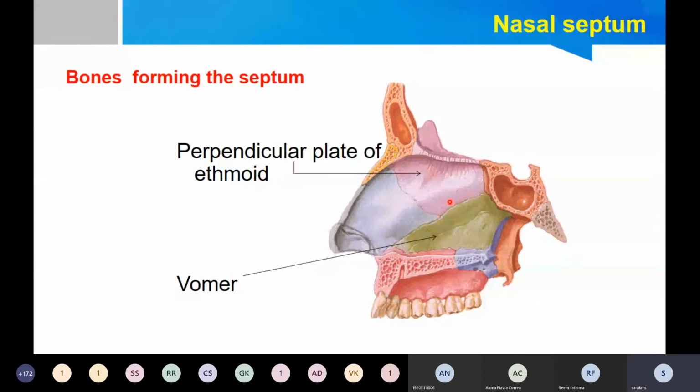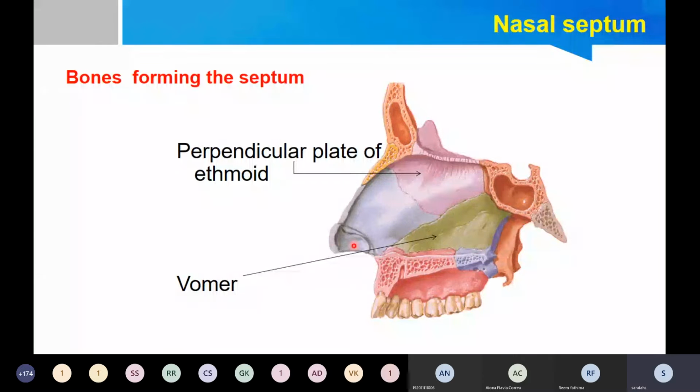If you can observe here, the posterior part of the nasal septum is bony. The anterior part is cartilaginous. The posterior part is made up of two bones especially. The upper one, that is the posterior superior part of the nasal septum, is formed by the perpendicular plate of ethmoid. Ethmoid is a bone. If you can observe this pinkish bone you are seeing, that is the ethmoid bone. So this is the perpendicular plate of the ethmoid. And the posterior inferior quadrant of the nasal septum is formed by the vomer. These two are the bony components of the nasal septum.